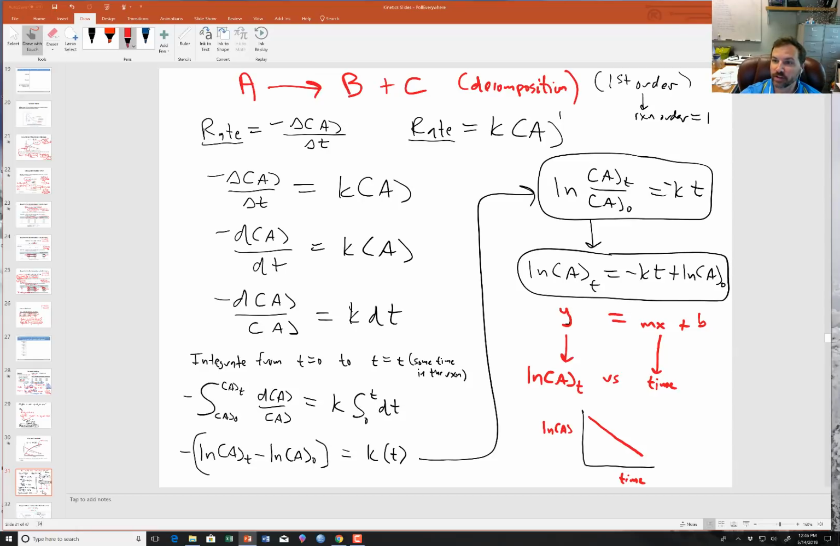So if the reaction order is 1, then if we plot natural log of A versus time, it should be linear. Now notice that the slope of this graph should give us the rate constant.